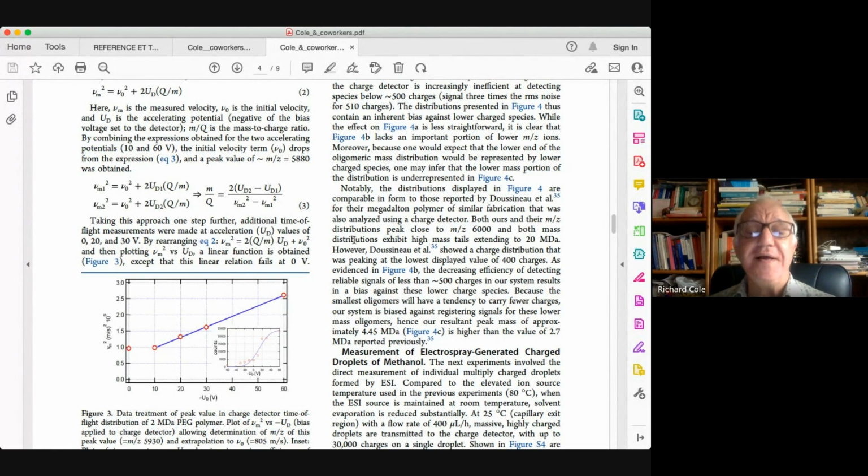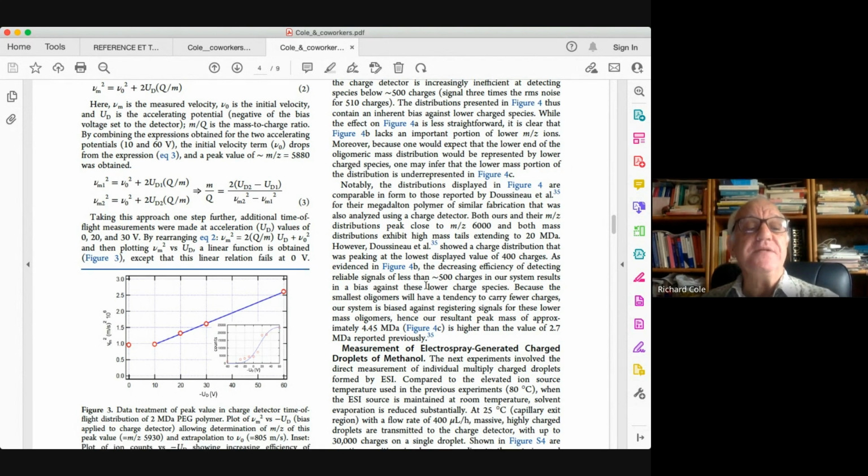So this really is what enables us to calculate mass to charge values without having to worry about the initial velocity. It drops out of the equation. All right, so that's how we're going to evaluate mass to charge values in our experiments.